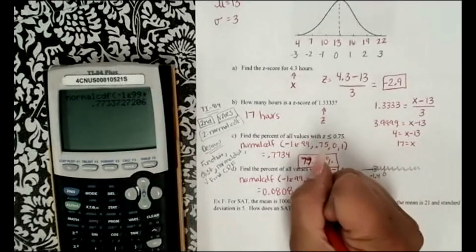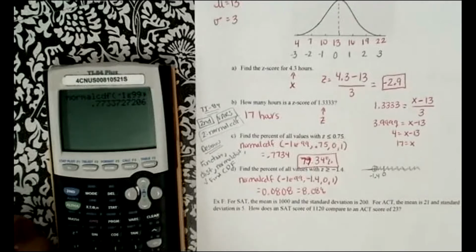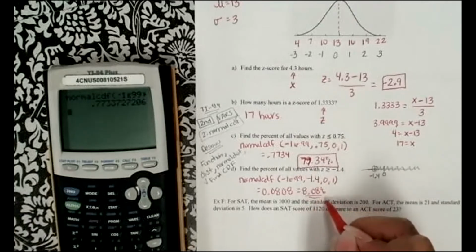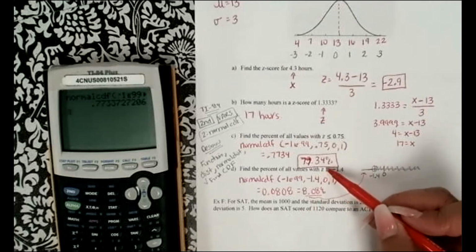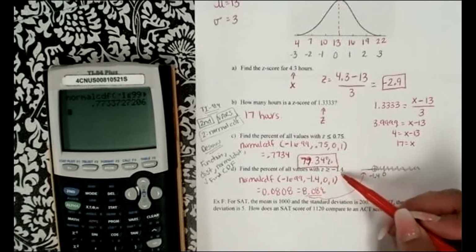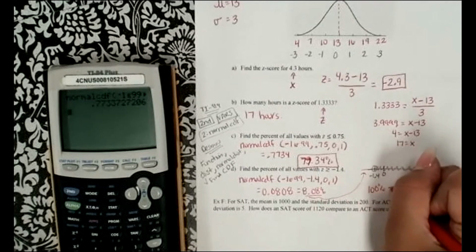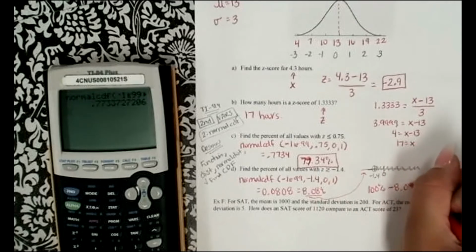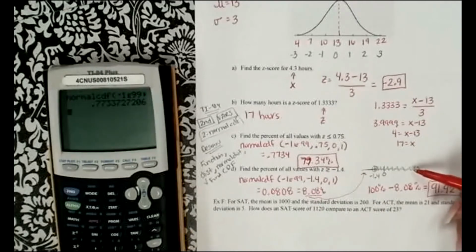Now, that is technically 8.08%. But remember, this is this part right here. I need the Z-score to be greater than the negative 1.4. So what I'm going to do now is take the 100% and take away the 8.08%. So the final answer here is 91.92%, because I'm looking for what is greater than the negative 1.4.